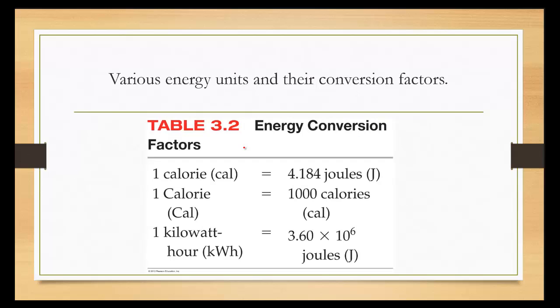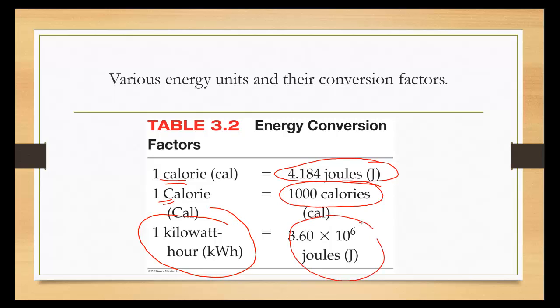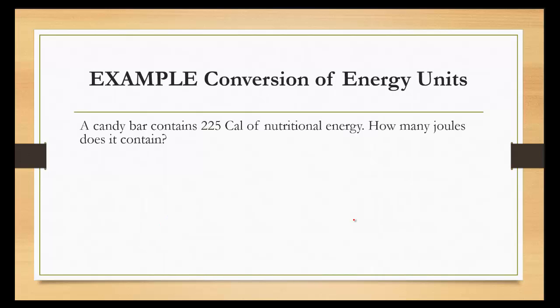So here are some conversion factors for these various energy units we just discussed. As I stated, it takes 4.184 joules to equal 1 calorie with a lowercase c. And it takes 1,000 calories to equal 1 calorie with a capital C. Now, kilowatt hours, it takes 3.6 times 10 to the 6 joules to equal 1 kilowatt hour.